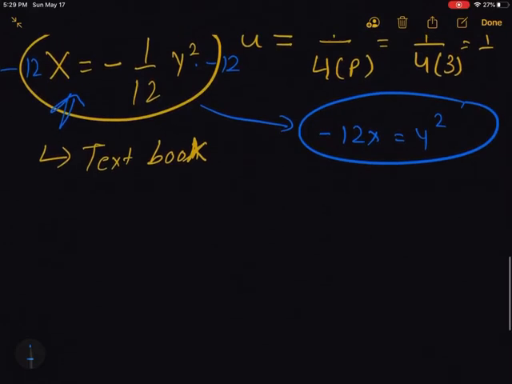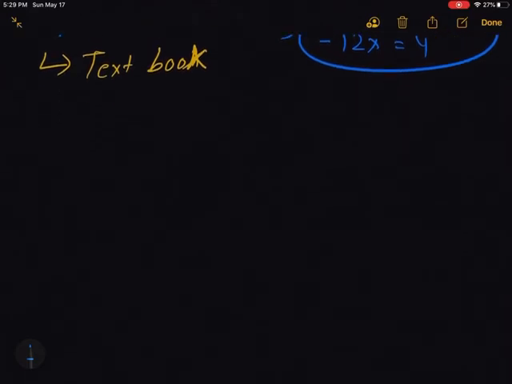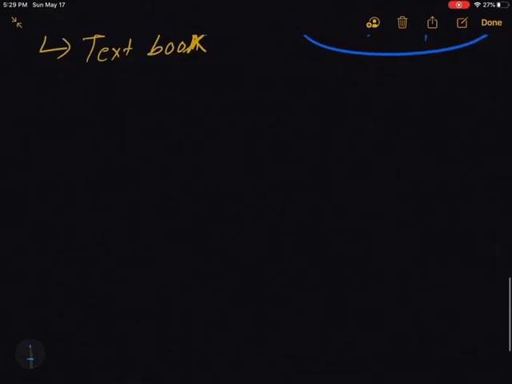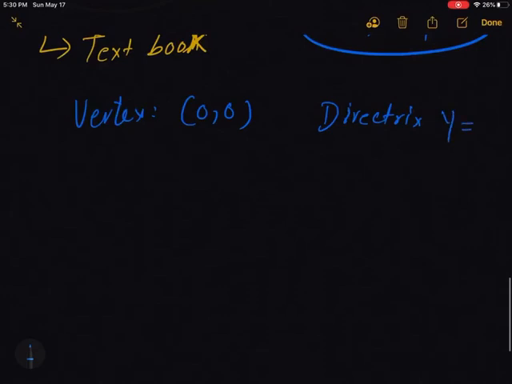Okay, I have one more, actually 2 more. So let's say I have vertex at 0, 0. Directrix. This time it's the directrix, which is the line. Directrix is y is equal to -5. Okay, now let's plot it first. So vertex is at 0, 0. Directrix, and it's y, so it's going to be a horizontal line. It's at -5.